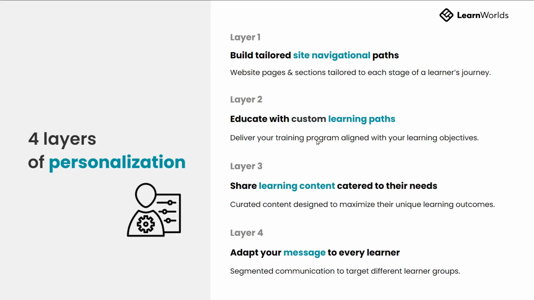Layer 2 is educating with custom learning paths. We got layer 3 where we share learning content catered to their individual needs. And the final layer 4 is to adapt your message to every single learner. So, let's jump into creating scenarios and examples to customize your learner's learning journey.